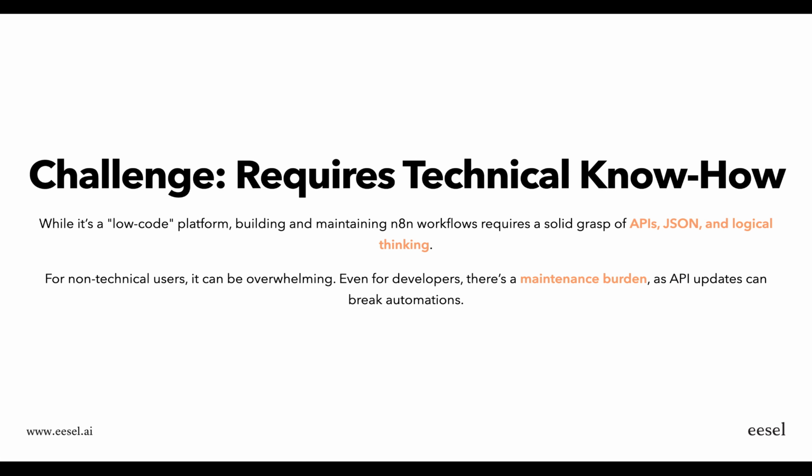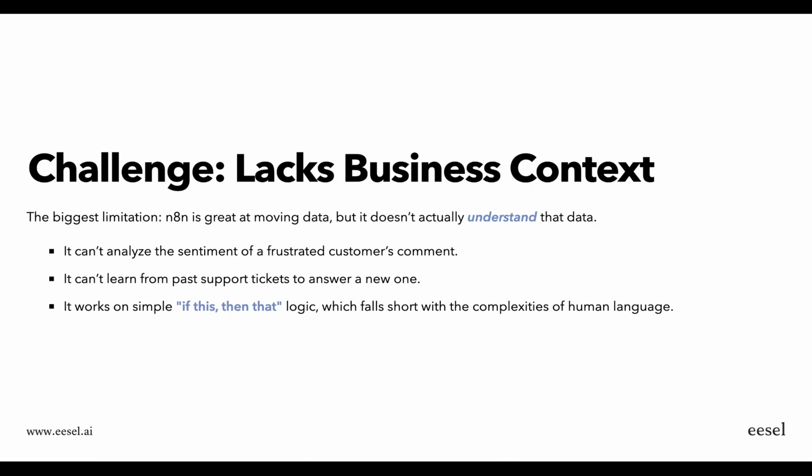Now, on the other hand, there are some challenges to consider. While n8n is low-code, building robust workflows really does require some technical know-how with things like APIs and JSON, which can be a hurdle. And here's the biggest catch: n8n is great at moving data, but it doesn't actually understand it. It can't analyze customer sentiment or learn from past tickets because it relies on simple if-this-then-that logic.